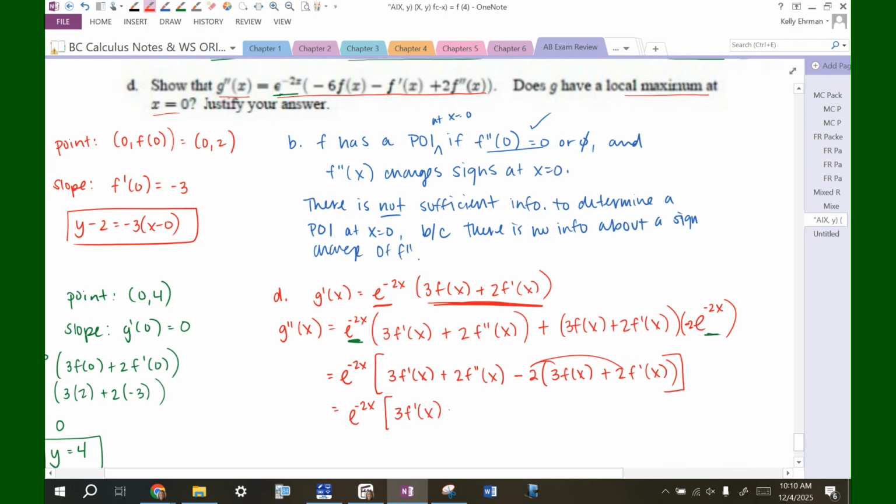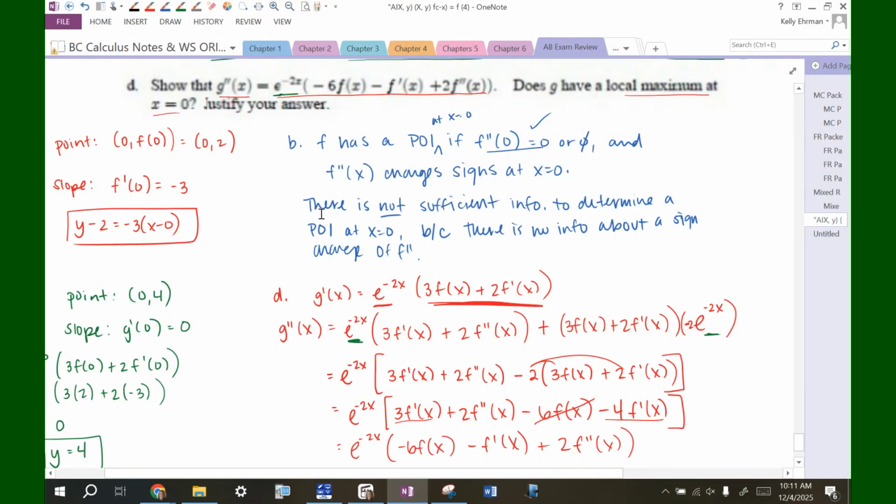3f prime of x plus 2f double prime of x minus 6f of x minus 4f prime of x. And let me get it in the same order they have it. So they have that there should be a negative 6f of x, which I have. And then it's f primes next. So 3f prime minus 4f prime is minus f prime of x. That's a good sign. And they end with plus 2f double prime of x. Okay. Show that that's true.